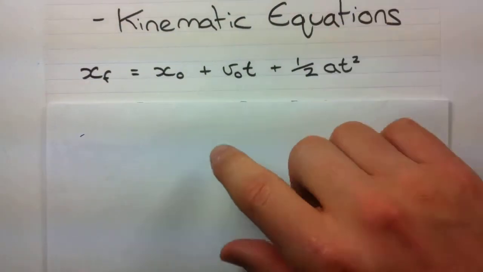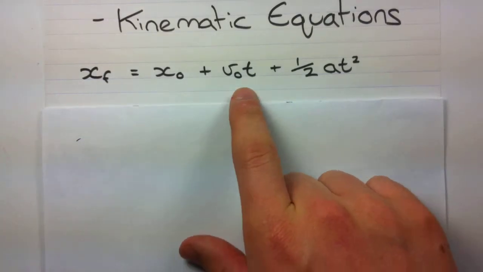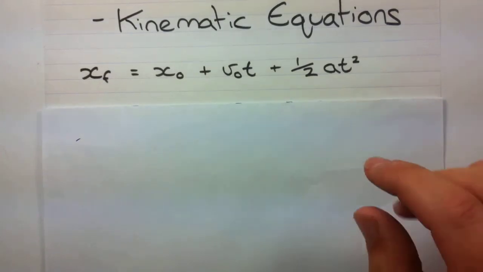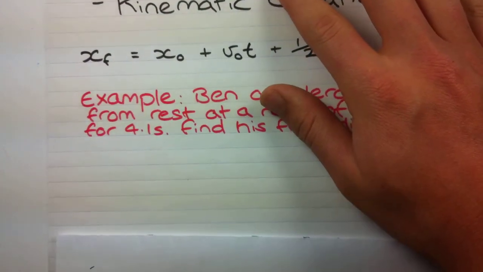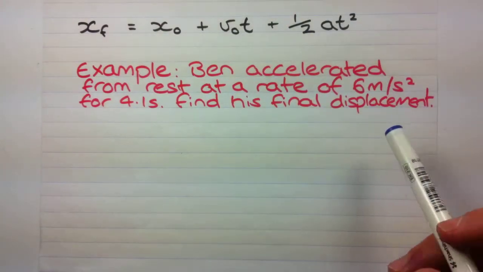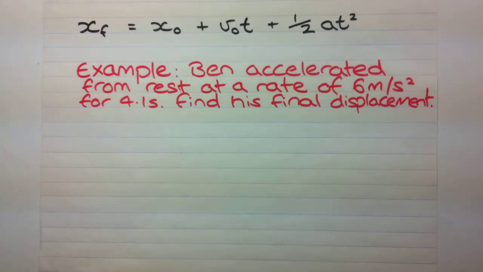First equation we're going to look at is this one. Final displacement equals initial displacement plus initial velocity times time plus half times acceleration times time squared. So, got an example here. Start off really simple. Ben is accelerated from rest at a rate of 6 meters per second squared for 4.1 seconds.